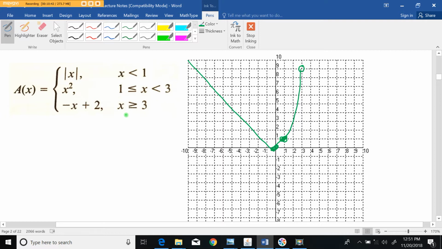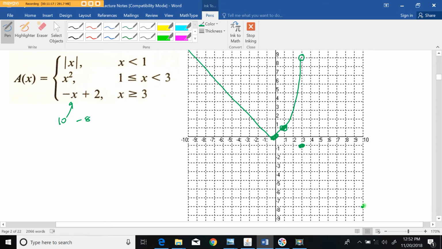All right, to the right of 3, we're equal to negative x plus 2. This is a linear function. If we put 3 into this, we're going to get negative 1 out. So 3, negative 1. Closed dot because this is equality. And I'm just going to put another value in, like 10. If we put 10 in for x, we get negative 8 out for y. So 10, negative 8. Linear function, so we're going to connect the dots.